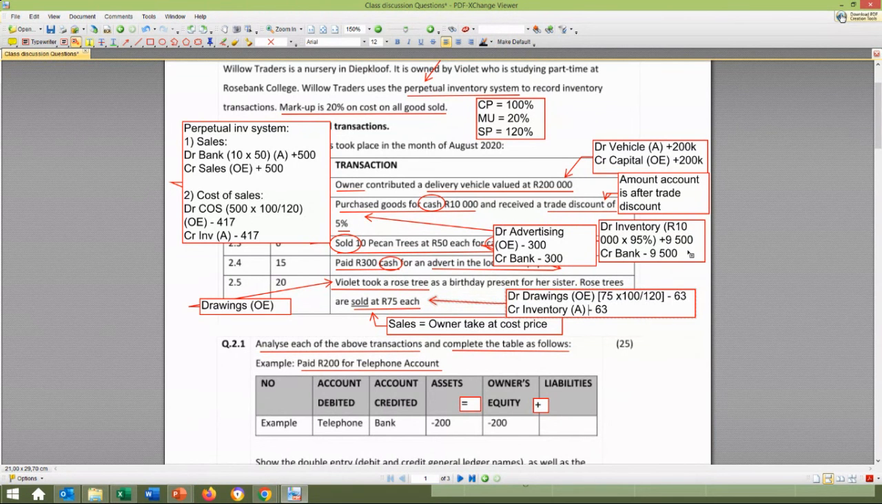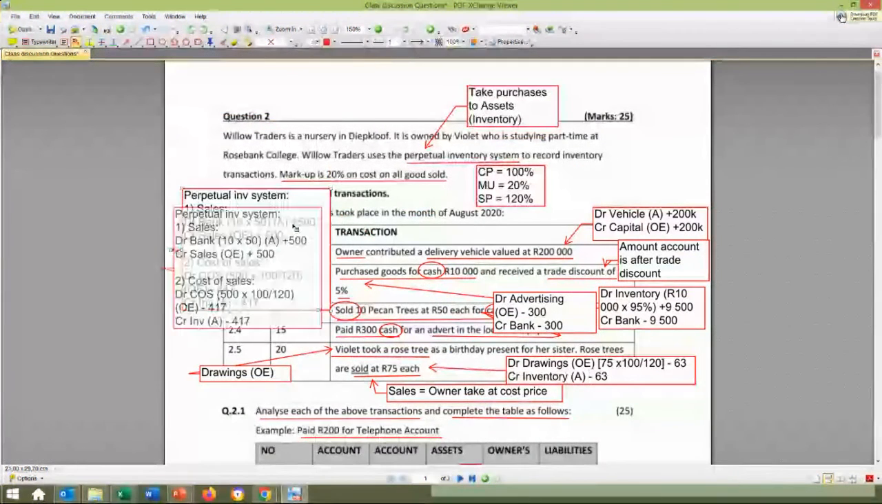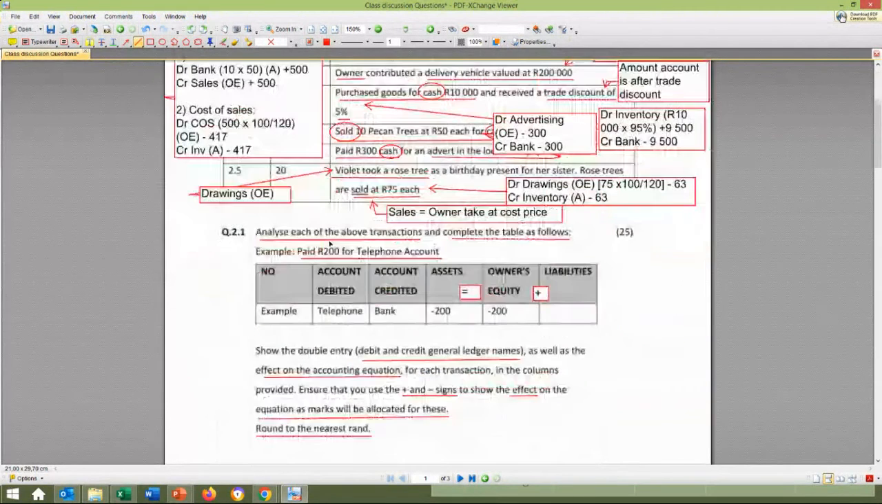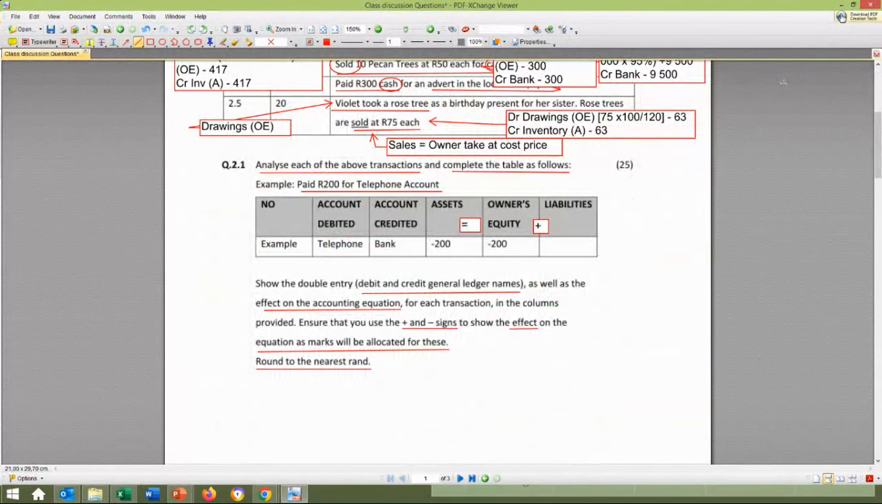The reason I did not account for VAT in this scenario is because they said VAT can be ignored on all transactions. So that's why VAT was not accounted for in these transactions.